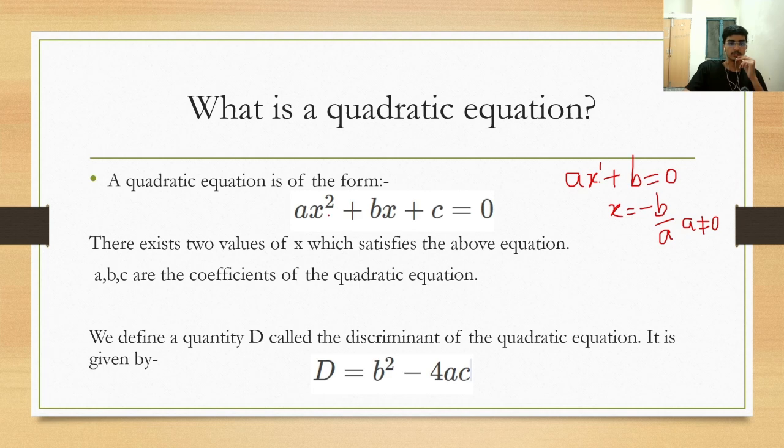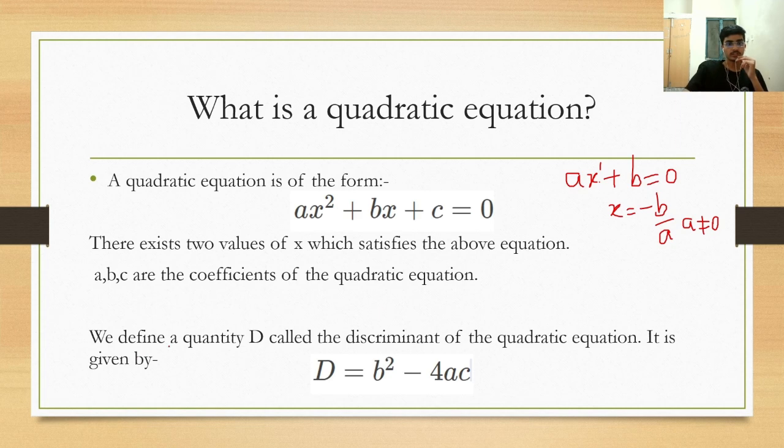For this equation there would be two values of x which satisfy the equation. No matter what the values of a, b, c are, there would always be two values of x which would satisfy the above equation. Here a, b, c are the coefficients of the quadratic equation.